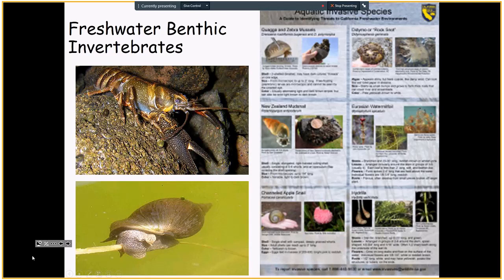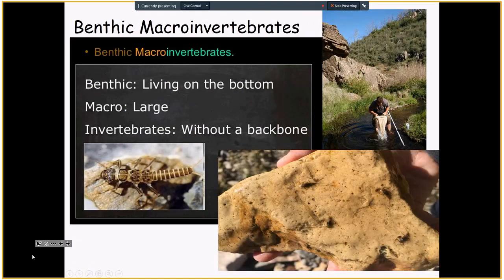And then I included this because these species are already suffering to some extent from some of the aquatic invasive species that we have in the state, like the quagga mussel, zebra mussels, and Tunisian mussels. So oiling in these habitats is particularly detrimental to some of the few native species that we see in the benthic environment of freshwater. Benthic macroinvertebrates are, to break it down, living on the bottom. They're large enough to be seen with the naked eye, but they're still small, and they're invertebrates without a backbone.